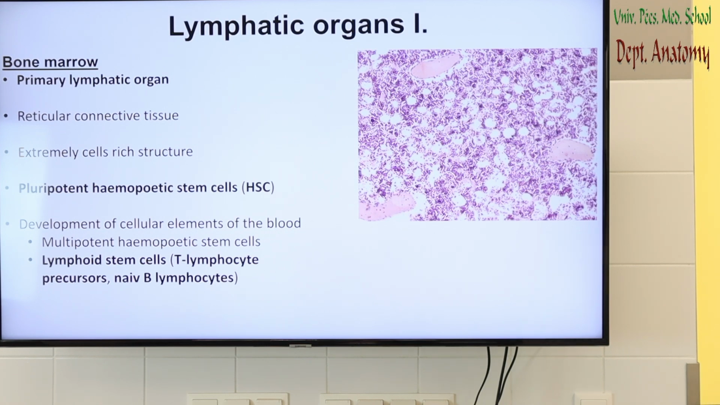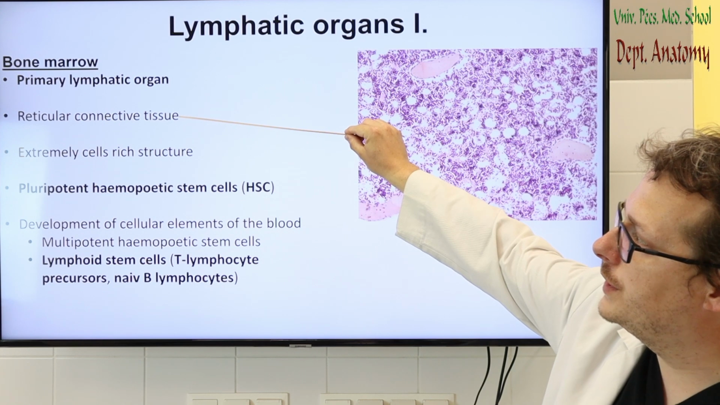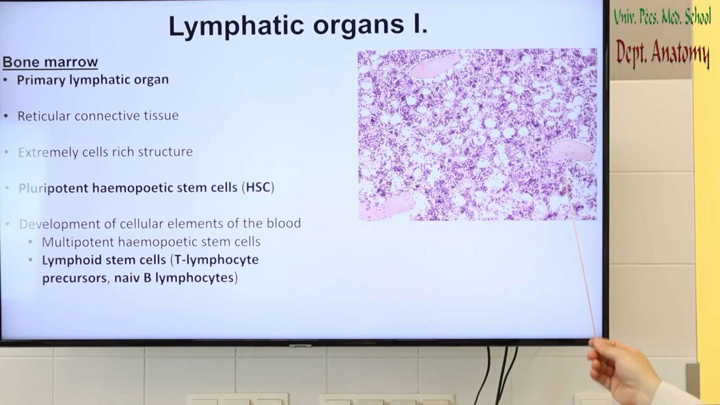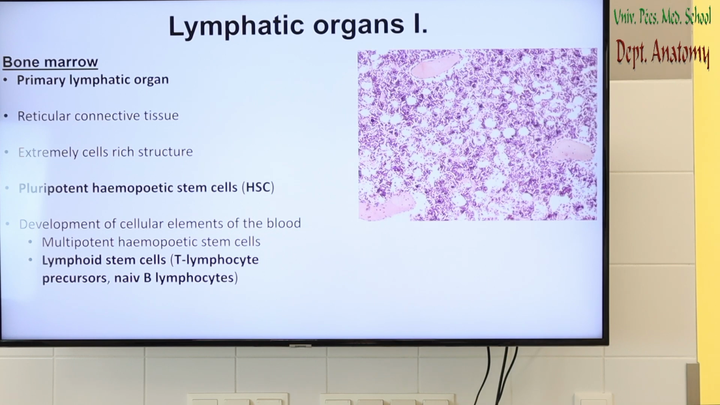It is characteristic for almost every lymphatic organ that the basic structure is made by reticular connective tissue, which is not very well visible here on this hematoxylin-eosin stained slide. However, you can see that the lymphatic organs are very cell rich, especially the primary lymphatic organs. This is not very surprising.